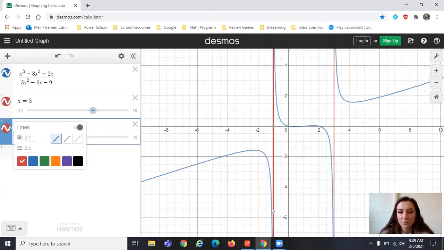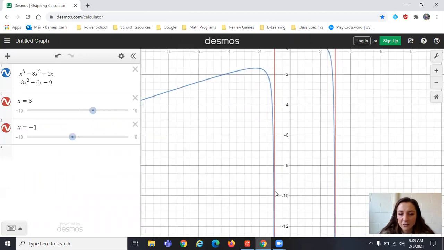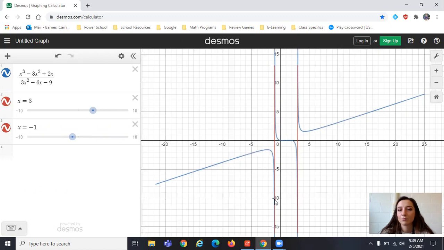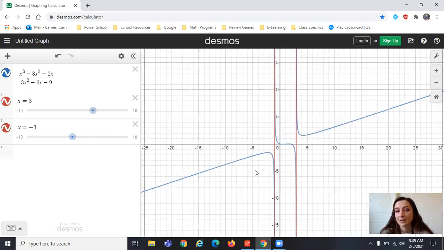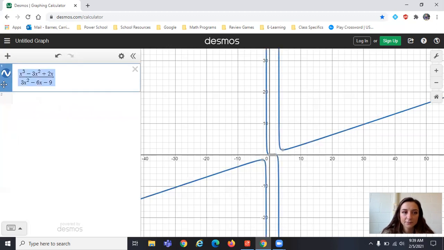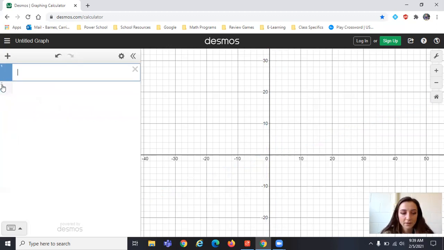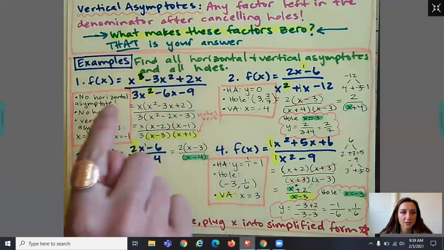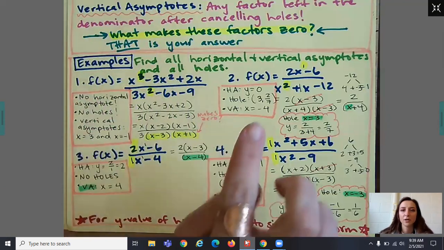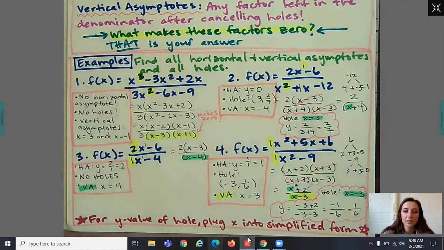And if you were to zoom in and just look, it is approaching those lines, but it's actually never touching. So that's what an asymptote is, a line that the graph never touches. So let's look at the second one. And I just want to show you that that is what we got. No horizontal asymptote, no holes, and then vertical asymptotes at 3 and negative 1. So now we're going to look at this second one here.